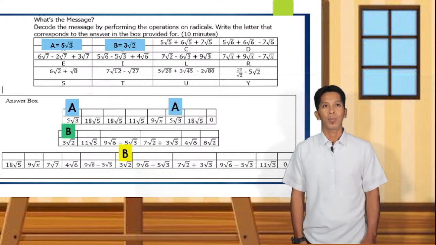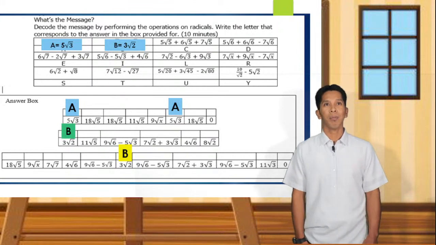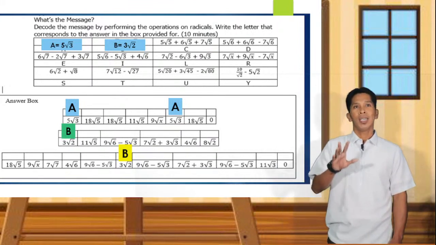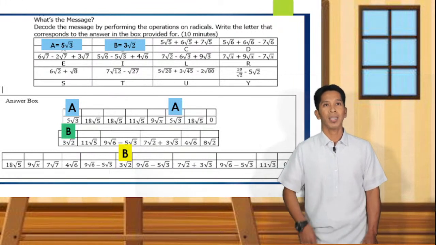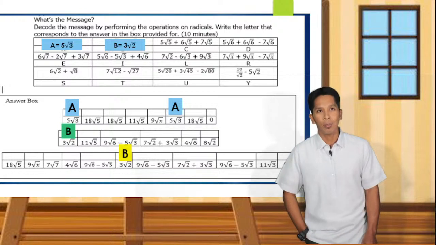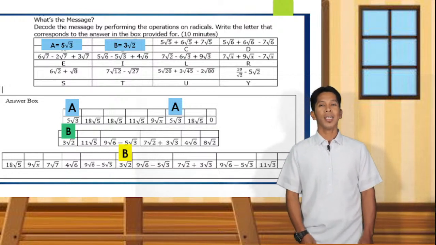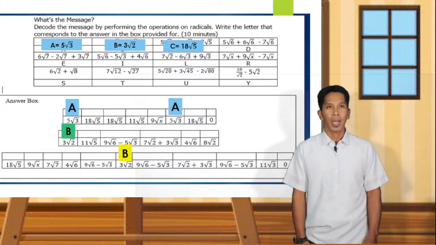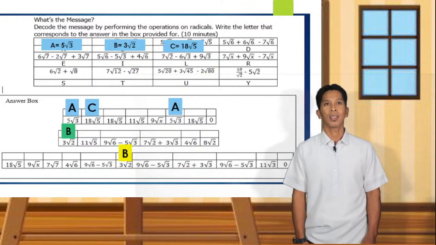The next one, 5 square root of 5 plus 6 square root of 5 plus 7 square root of 5. This time we have 3 radical expressions, but in this case, they're still similar. So we just combine them. So 5 square root of 5 plus 6 square root of 5, that is 11 square root of 5. And then plus 7 square root of 5, we have now 18 square root of 5. That will be letter C.